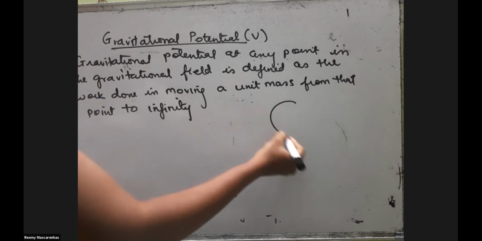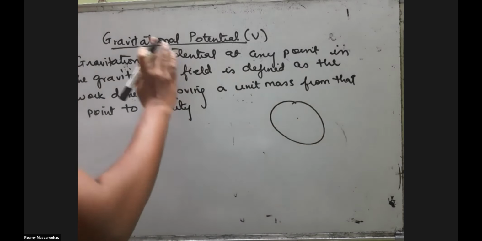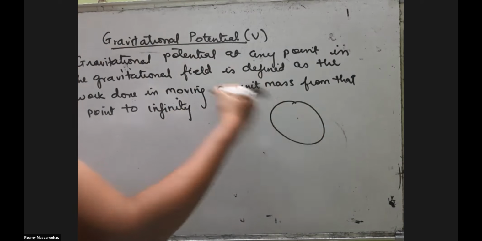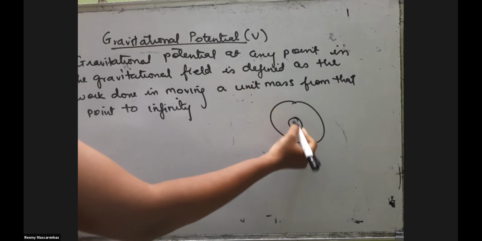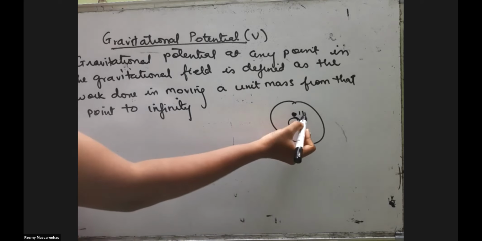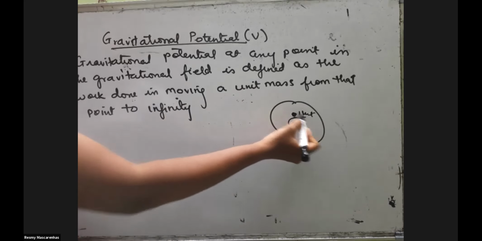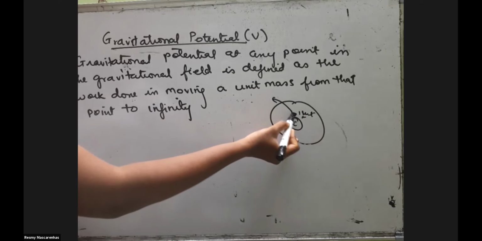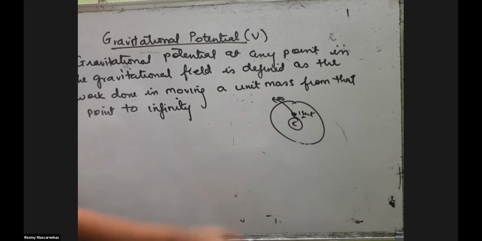Just for understanding, no need to draw this for the exam, directly write the definition. But if you want to know, this is your earth and suppose there is 1 unit mass here. The work done to take this to infinity is called gravitational potential. Infinity means very far away from the earth.